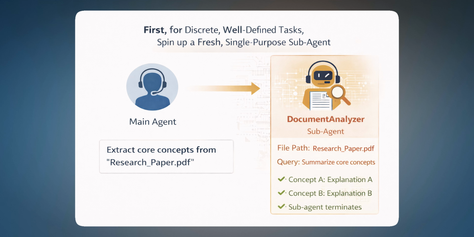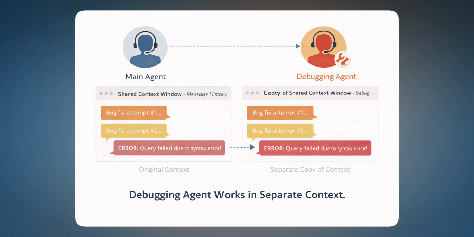This means no pollution. Second, for complex reasoning that requires historical understanding, treat shared context as an expensive dependency. Only share the full memory history when a sub-agent absolutely must understand the entire trajectory of the problem. A good example is a debugging agent that needs to see the previous failed attempts. Even then, you pass a copy of the context. You don't work in the same memory space.